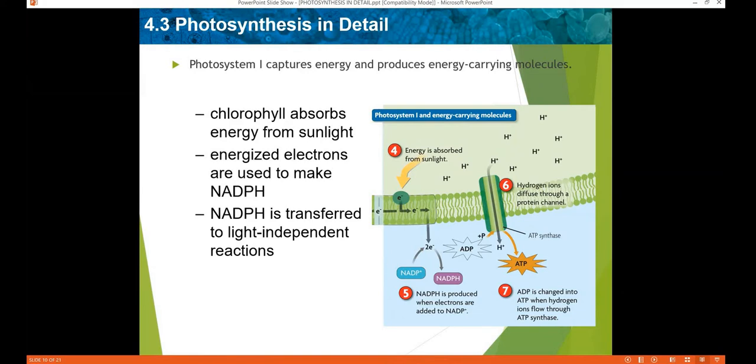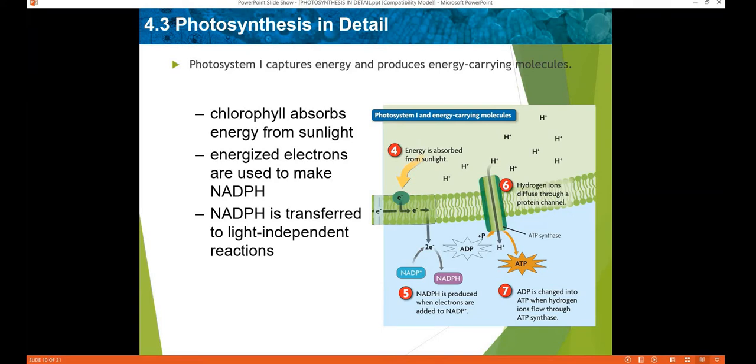Now let's talk about the ATP production, which takes place in steps 6 and 7. In step 6, the hydrogen ion diffusion takes place. Hydrogen ions flow through a protein channel in the thylakoid membrane, as we just checked in photosystem 2. The concentration of hydrogen ions is higher inside the thylakoid than it is outside. Because of the difference in concentration, the hydrogen ions move by the process of diffusion. This difference in concentration is known as the chemiosmotic gradient, which stores potential energy.